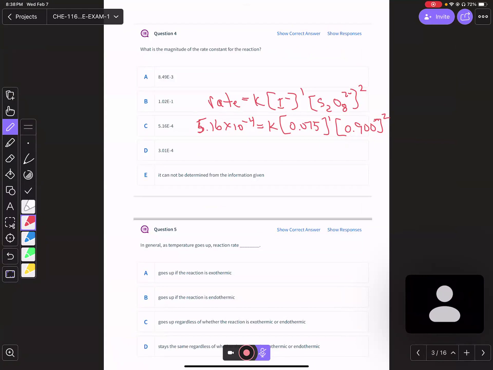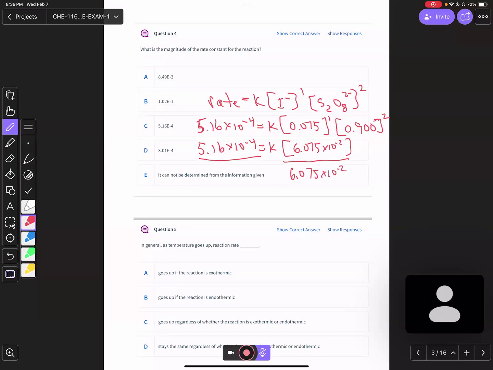So we just multiply those together, right? We square the 0.9. So 0.9 squared times 0.075. So we get 5.16 times 10 to the minus 4 equals my rate constant times 6.075 times 10 to the minus 2. Right, we're going to just divide across to solve for K, our rate constant.